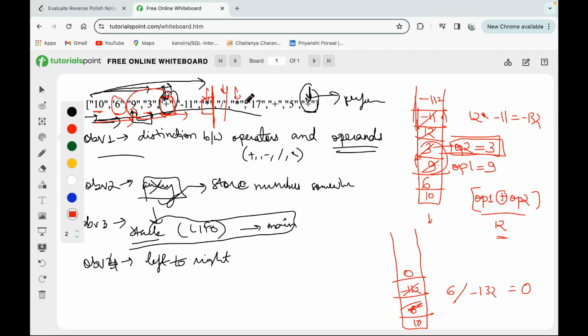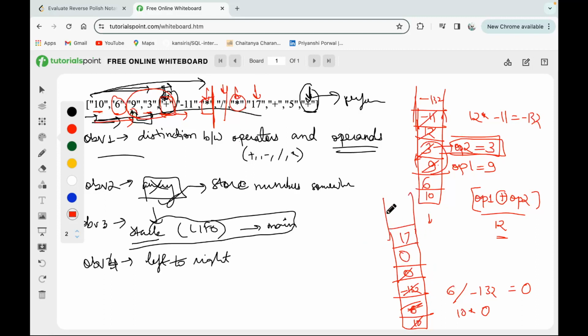And then again there is an operator, right? So now we have 0 and 10 inside of the stack. So we have to perform 10 into 0, right? So we will pop 10 and 0 out and put 0 inside of the stack after performing this particular multiplication operation on the last two operands. Then we come to 17. This is a number, all right, so it's easy, push it inside of the stack.